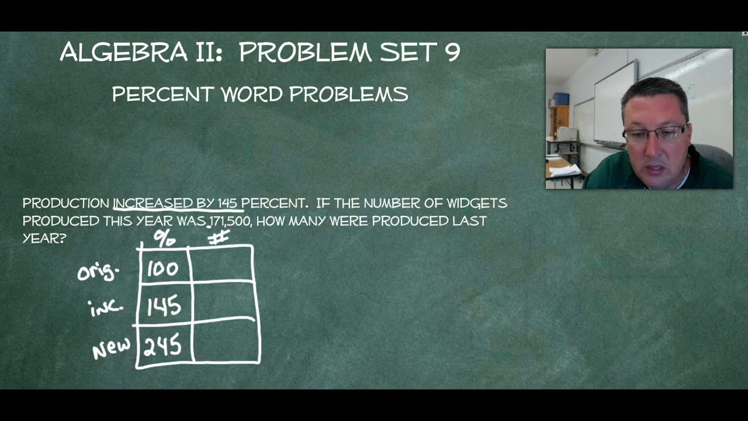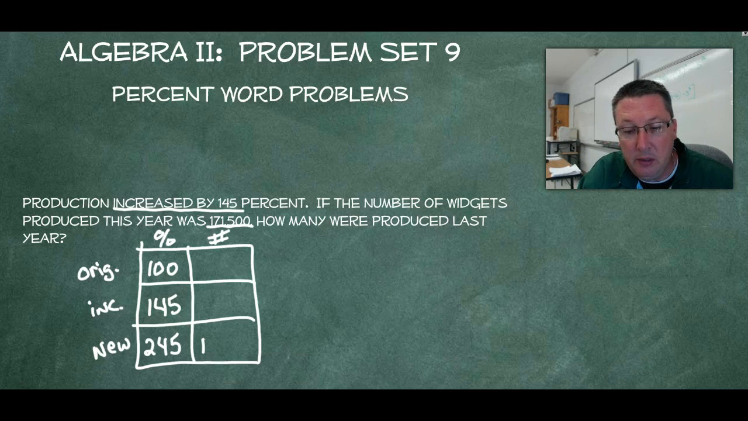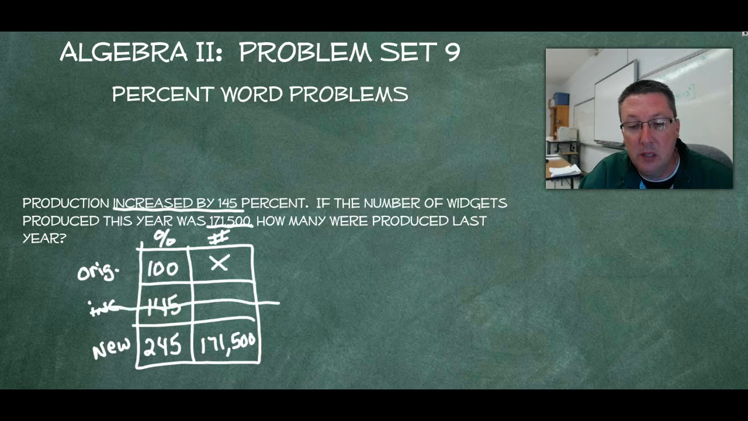So this 171,500, we need to make sure we get it in the right spot. So is that talking about our original amount, the before amount? Is that the amount of increase, or is it the new amount after the increase? Since it's talking about this year and the question asks about last year, the newest one, the most recent, is your new. So the 171,500 needs to go down here. And we want to know what was it before. So what was the original amount? So we're looking for that box. Okay, we no longer need the increase.